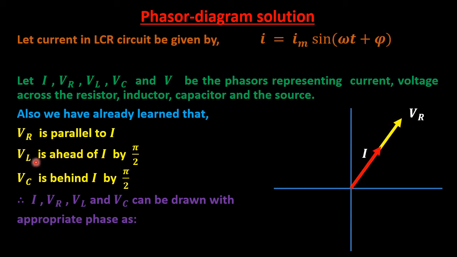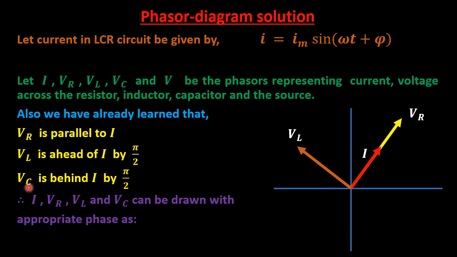Now, by the second point, VL is ahead of I by pi by 2, so 90 degree. So this I is making a certain angle here with this line. If we add this 90 degree, then it will be in the second quadrant, 90 degree plus some angle theta. So at the angle 90 degree with I, we draw another phasor VL, which is in the second quadrant because it is ahead of current by 90 degree.